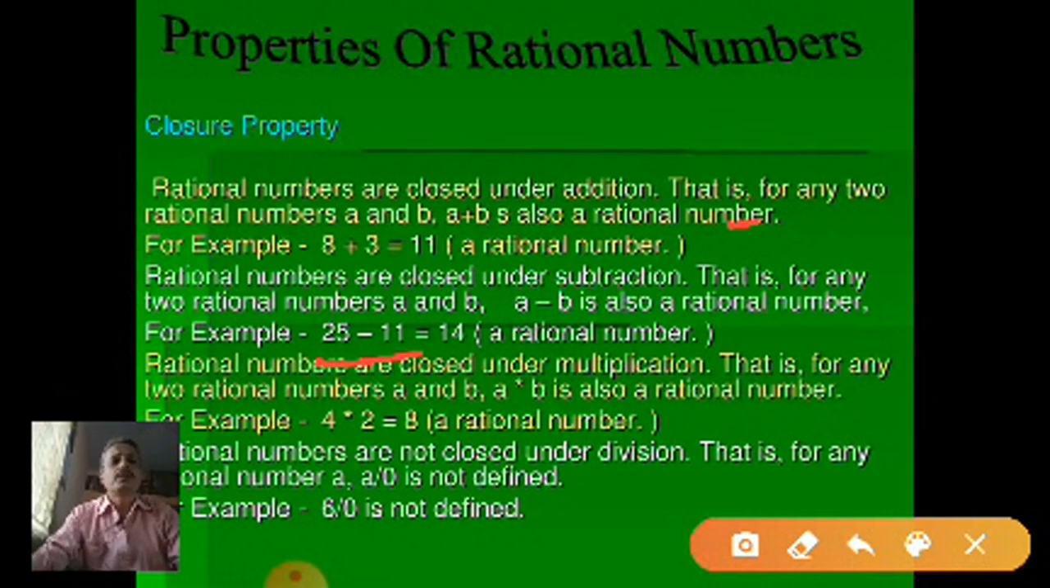Rational numbers are closed under multiplication also. Whenever you multiply two numbers, you will get a rational number. Suppose here 4 into 2. This is our rational number.